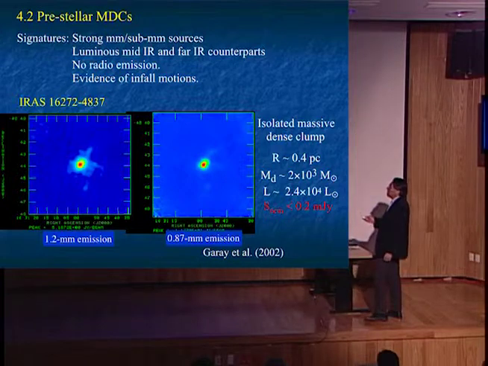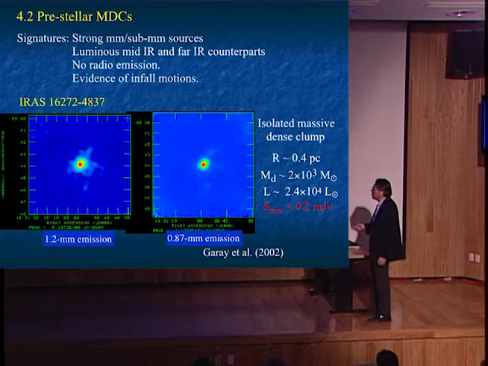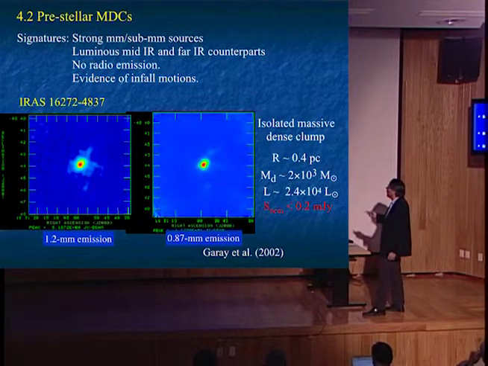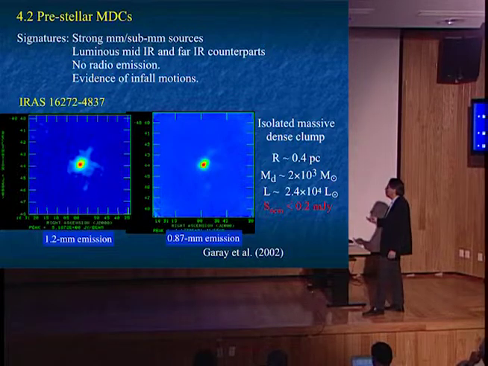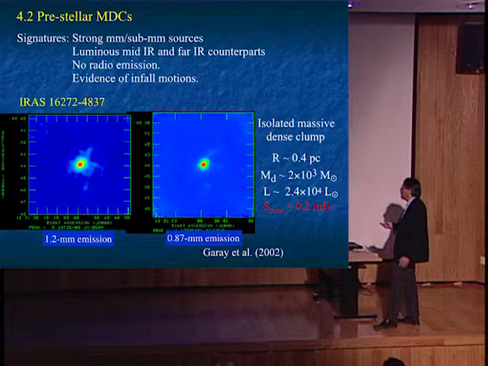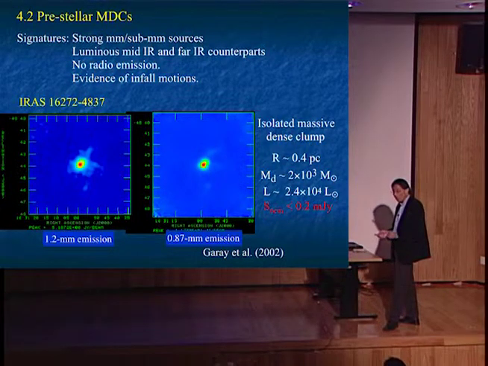As in the last example, this IRAS source, which is shown here again, a map of the 1.2 millimeter emission. This is the same, but I just show that the two close wavelengths have the same structure, beautiful thing. And this is an isolated massive dense clump with this kind of size, 0.4 parsecs. The mass from the dust is 2,000 solar masses again. The luminosity of this source is 2 × 10⁴ solar luminosities, so it's very luminous.